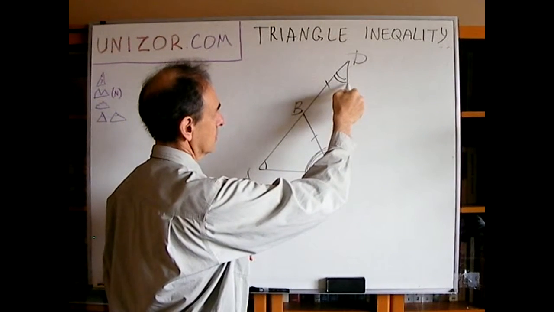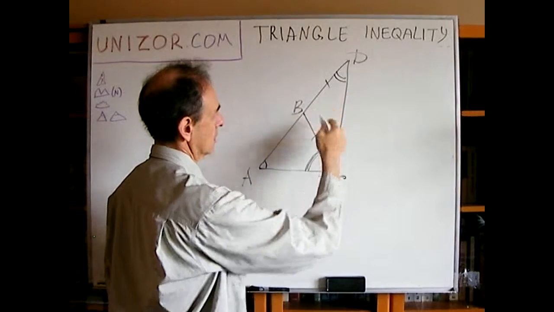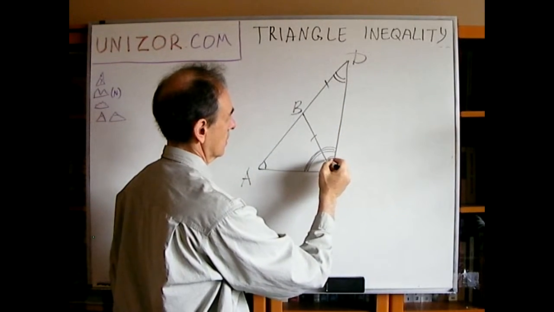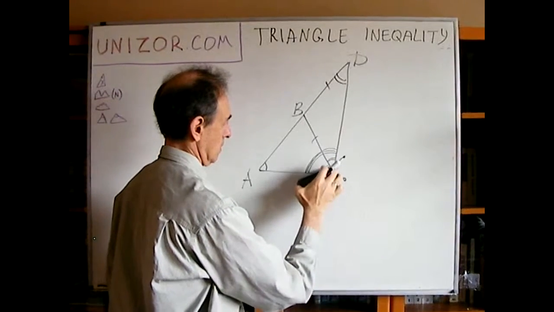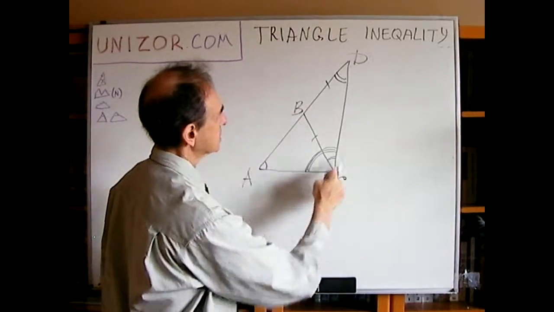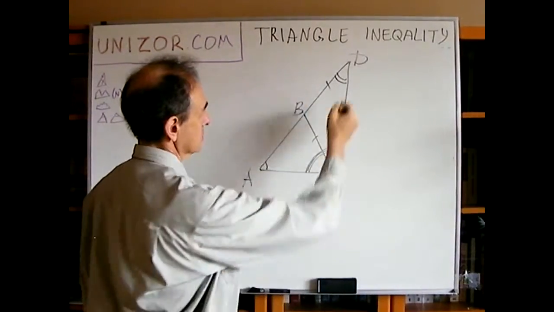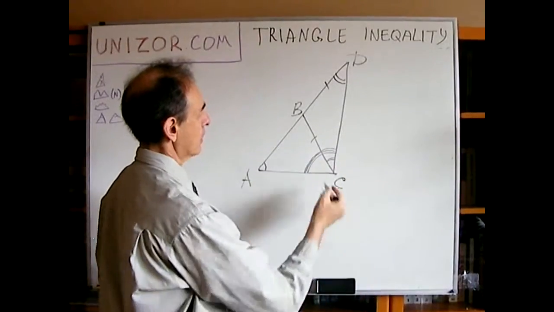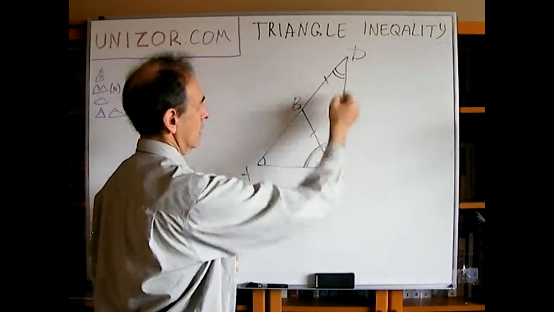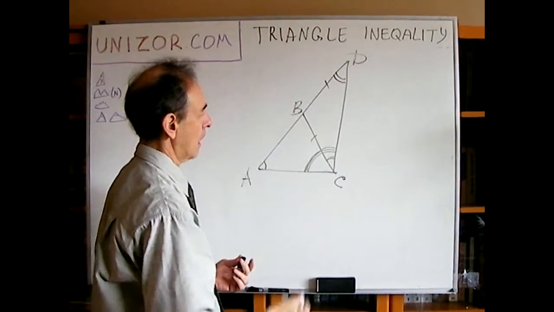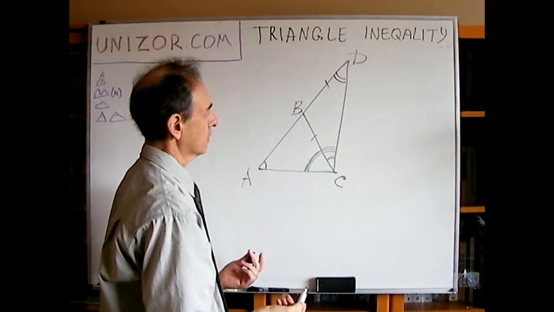angle BDC is equal to angle BCD. So these two angles, this one and this one, are equal to each other because BCD is an isosceles triangle, and angles at the base opposite to equal sides are equal.